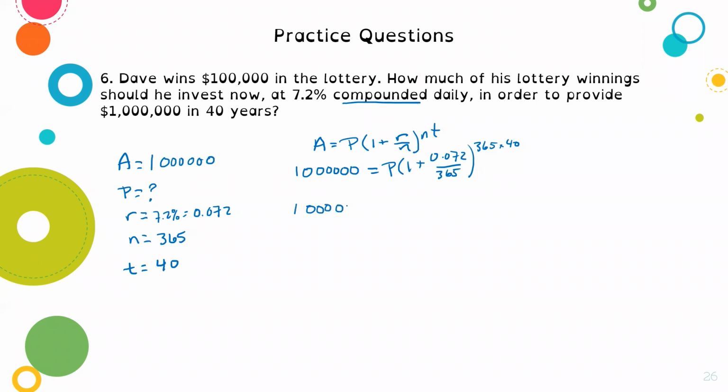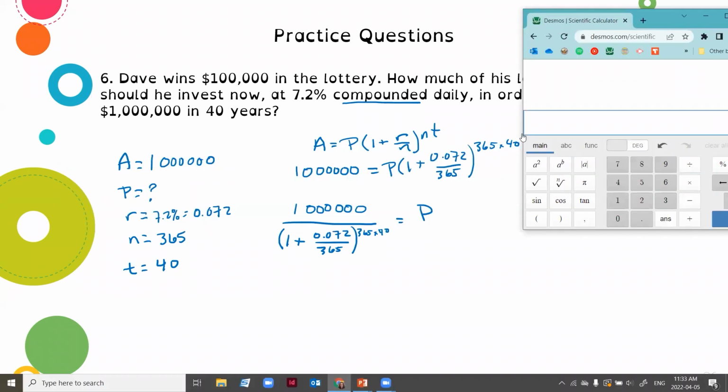So I'm going to do 1 million divided by (1 plus 0.072 divided by 365), all to the exponent 365 times 40, and that equals P. You could do any of these parts and then do the division. That's fine. For me, it's easier to just do it all in one go on Desmos, because then I can see it all and I can see if I've made a mistake. But you need to figure out what works best for you. So 1 million divided by (1 plus 0.072 divided by 365) to the exponent of 365 times 40.